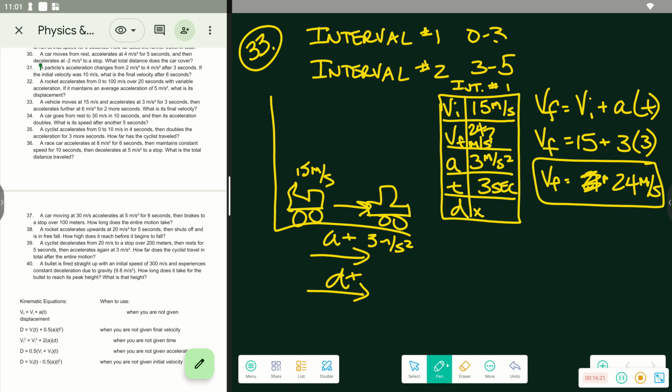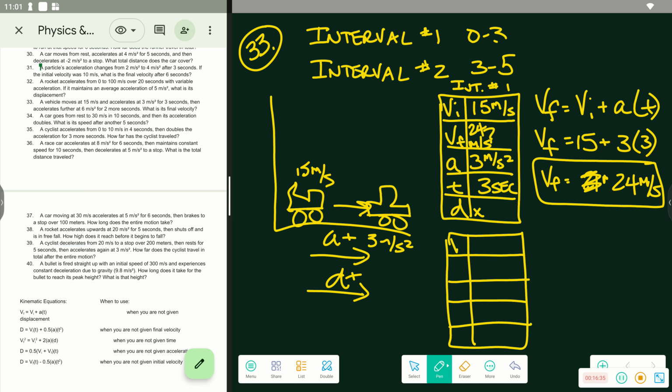Okay, so interval 2. What are we going to do? We have to do another chart for interval 2. VI, VF, A, T, D. What's the initial velocity for interval 2? Exactly, it's the final velocity of the first interval, so this is 24 meters per second. Do we know the final velocity? No, we're solving for that. What is the acceleration? It is 6 meters per second squared.